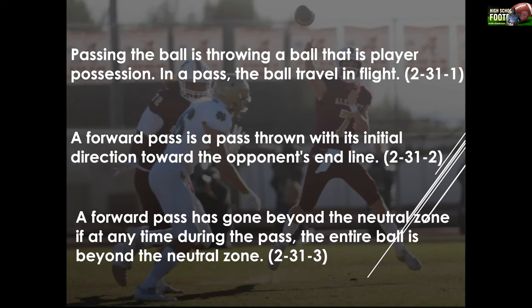Right? A forward pass has gone beyond the neutral zone if at any time during the pass, the entire ball is beyond the neutral zone. Obviously, that's a definition. I don't see any of us saying, let me see, oh yeah, it's crossed. It's thrown. It's beyond the neutral zone. We're not trying to gauge it. I don't know why they have a definition, but hey, that's a definition.